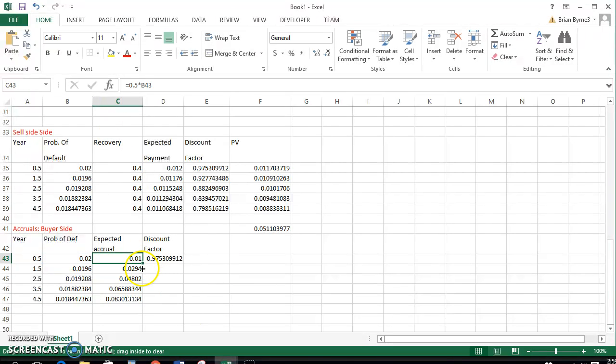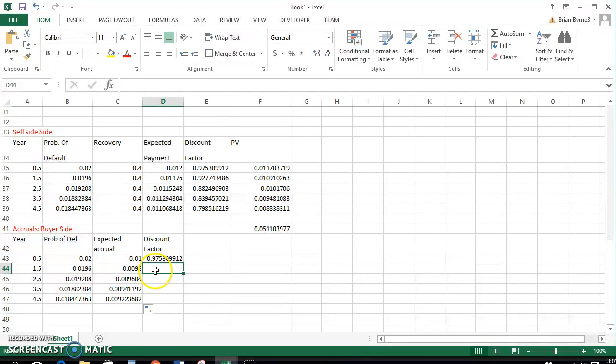I pull that down. Why is it 0.5? It's 0.5 because we're saying you would pay half that amount. You're adjusting for the fact that you're paying only half a year's S. You're paying half a year's S, but probability of default would be 0.196, and you're paying half of that. Okay, and we pull it down. And then we must generate the discount factor.